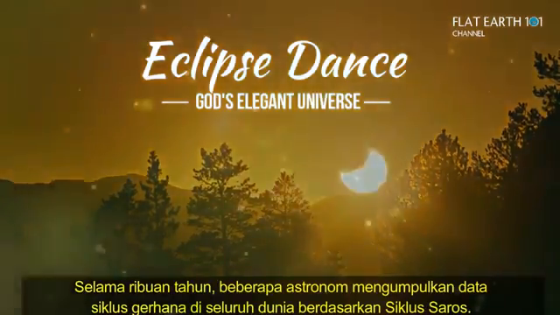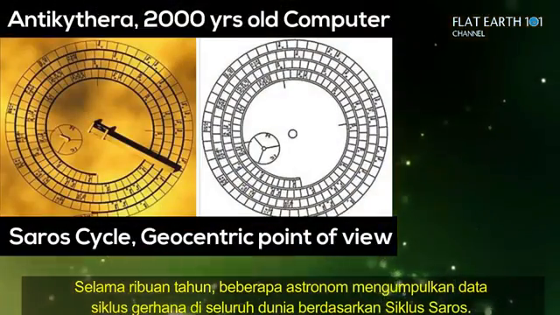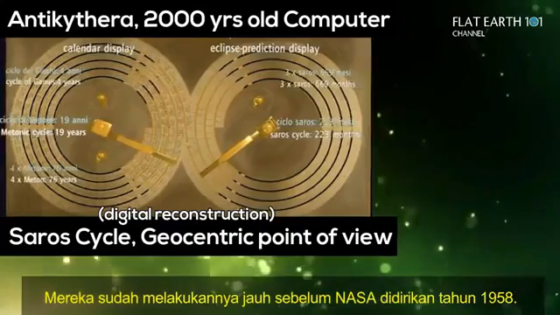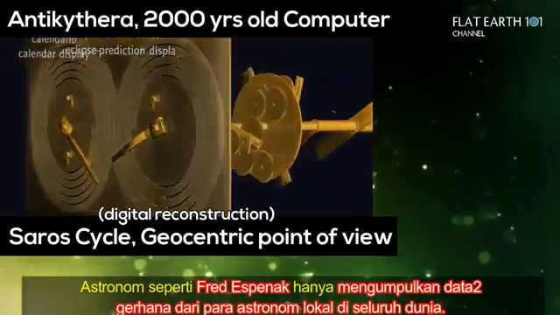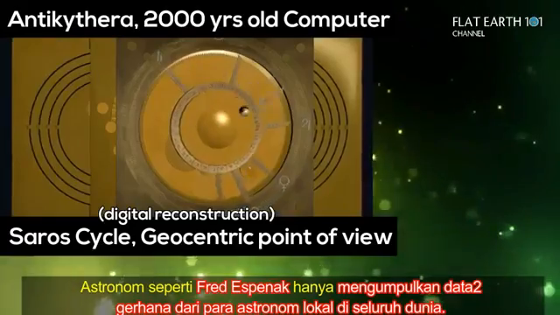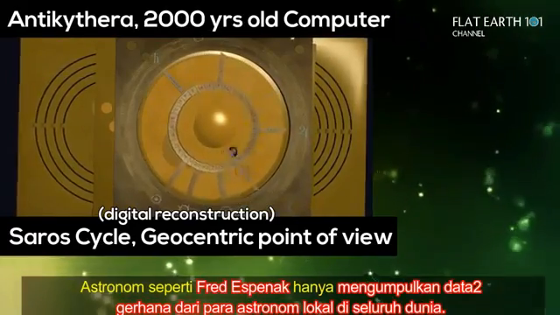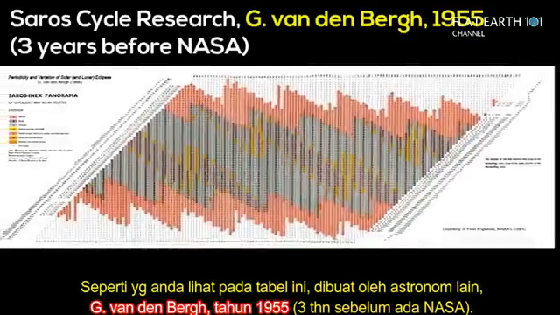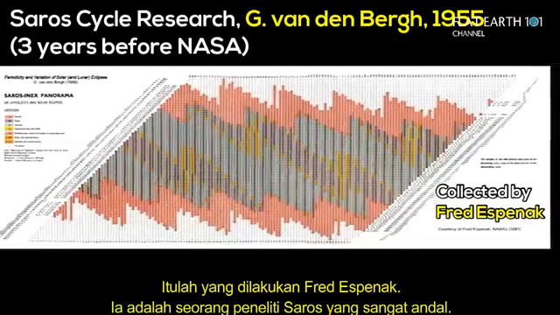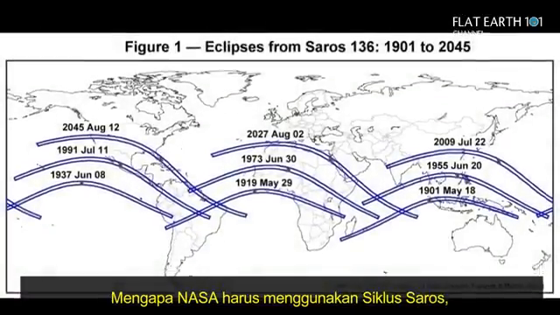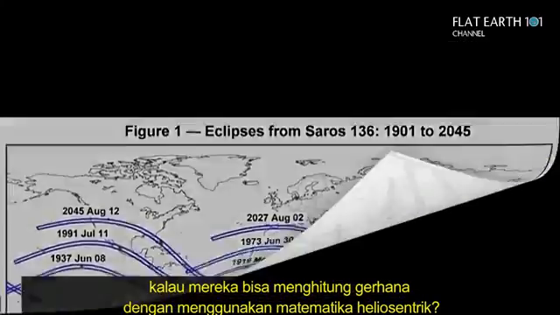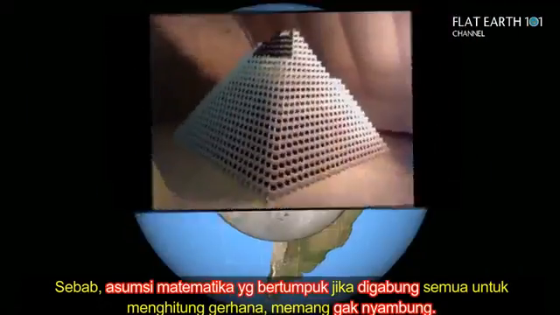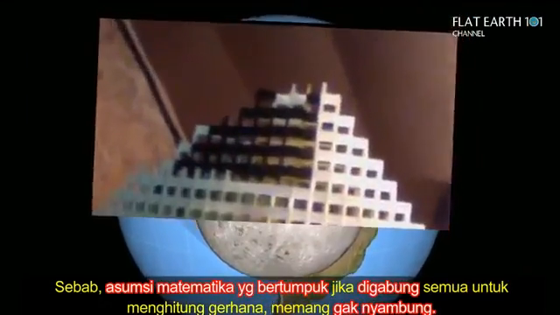For thousands of years, astronomers collected eclipse cycles all around the world based on the Saros cycle. They started to do this a long time before NASA was established in 1958. Astronomers like Fred Espenak simply collected eclipse databases from other local astronomers all around the world. As you see in this table, it's made by another astronomer, G. Vandenberg, in 1955. That's what Fred Espenak did. He is a very good Saros researcher. Why would NASA need the Saros cycle if they can calculate eclipses using heliocentric math? Obviously, because they can't. A bunch of mathematical assumptions when combined together to calculate eclipses just don't add up.